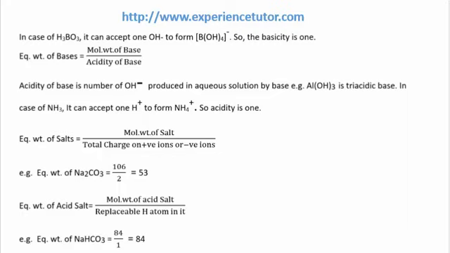or negative ion. Example: equivalent weight of sodium carbonate is equal to 106 upon 2, that is 53. Equivalent weight of an acidic salt is equal to molecular weight of the acidic salt upon replaceable hydrogen in it. Example: equivalent weight of sodium bicarbonate is equal to 84 upon 1, that is 84.